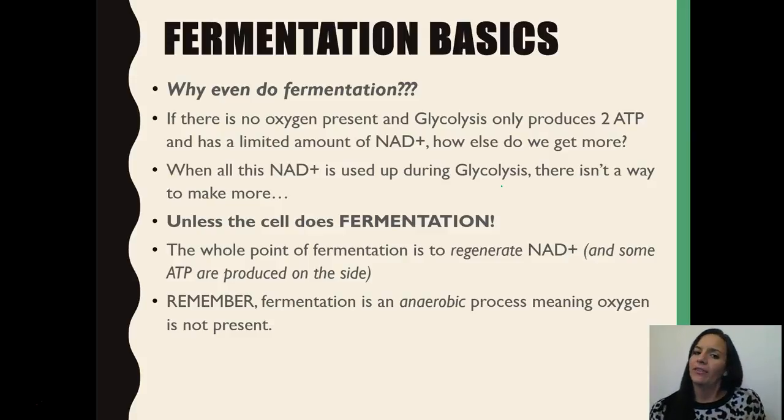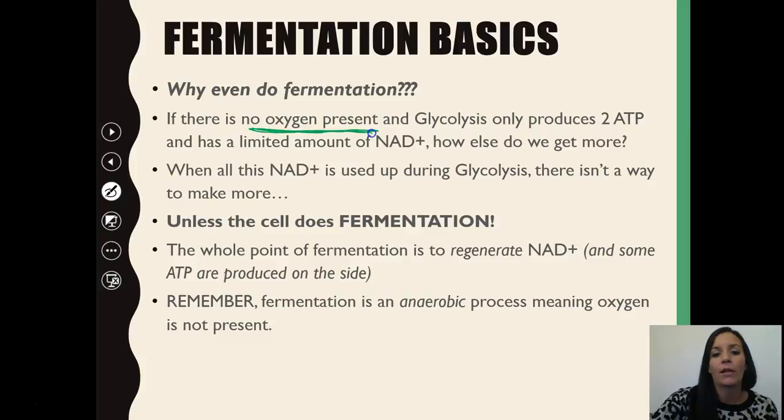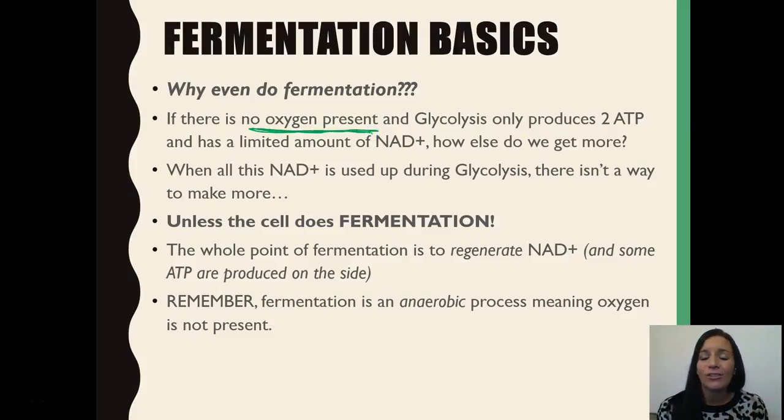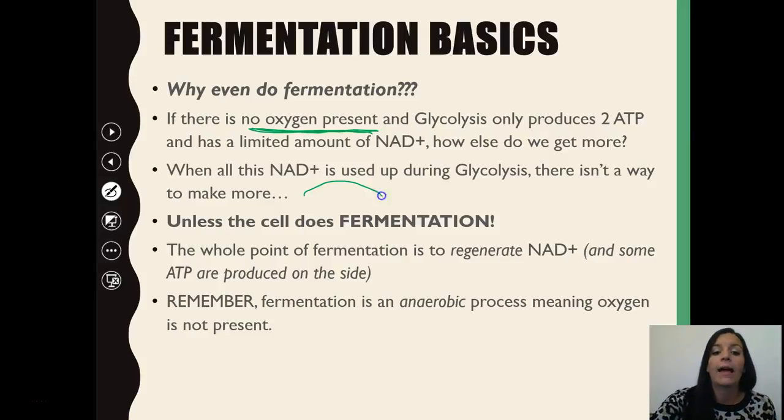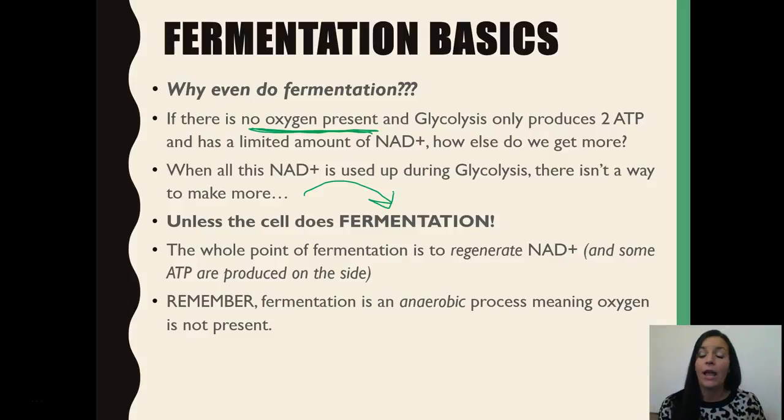The other thing we haven't discussed yet is fermentation. Why do we care? Why would we even do fermentation? You're going to do fermentation when there's no oxygen present. In this case, glycolysis only makes 2 ATP and has a limited amount of NAD+. So we need to figure out a way to get more. Well, it's used during glycolysis, so there isn't a way to make more unless we do fermentation. The whole point of fermentation is to regenerate NAD+, and kind of as a bonus, we get a little bit of ATP on the side.